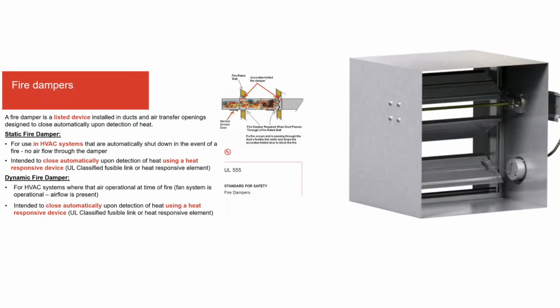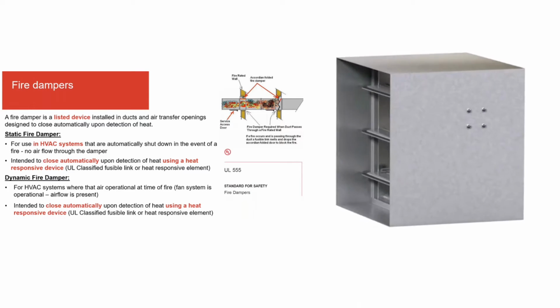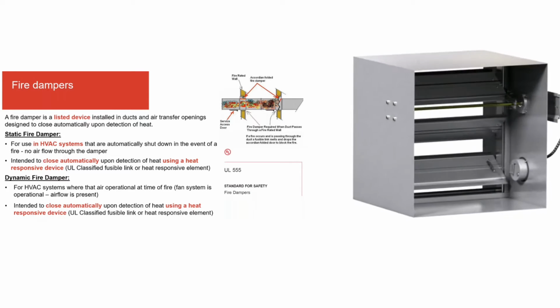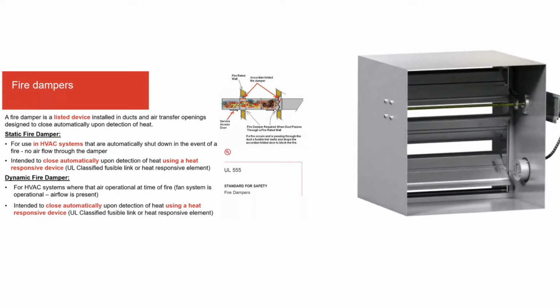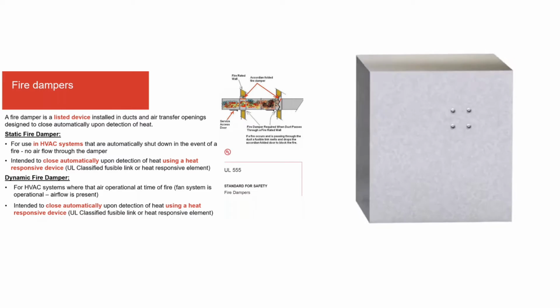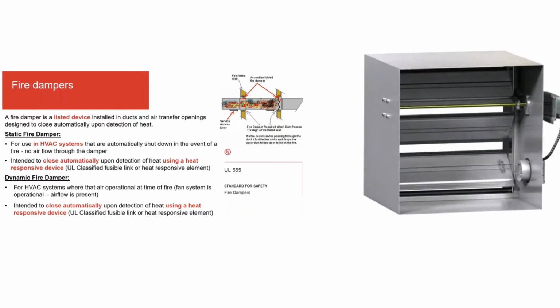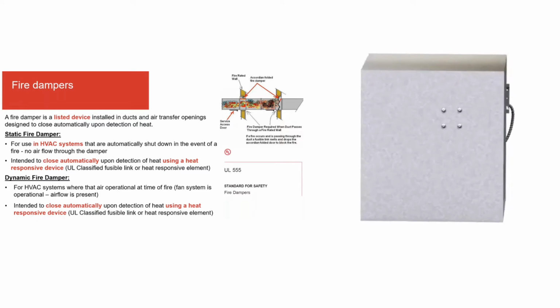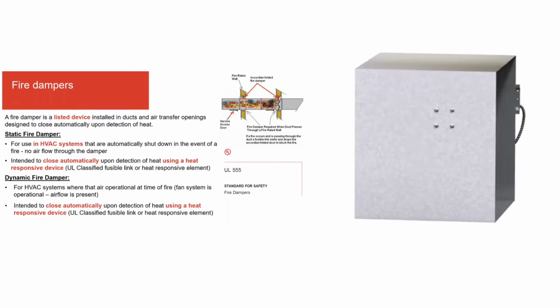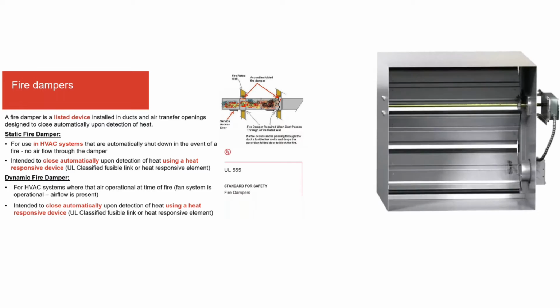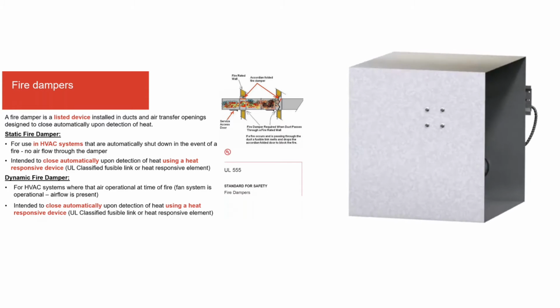It is intended to close automatically upon the detection of heat using the heat responsive device like a fusible link or heat responsive element. Coming to the dynamic fire damper, it is used in HVAC systems that are operational at the time of fire. That is, when the fan system is operational and airflow is present. It is intended to close automatically upon the detection of heat using the heat responsive device like a fusible link or heat responsive element.